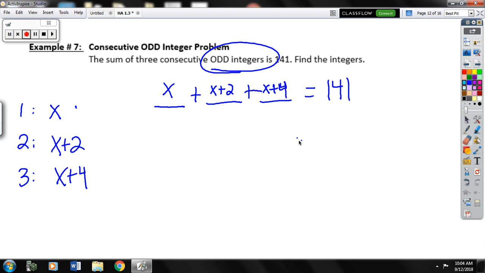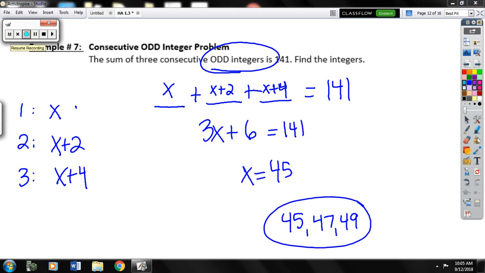Collect all your like terms and solve. While you guys are doing that, I'm going to pass out your homework. Accident put 45, 46, 47. So always make sure you go back and reread the question.